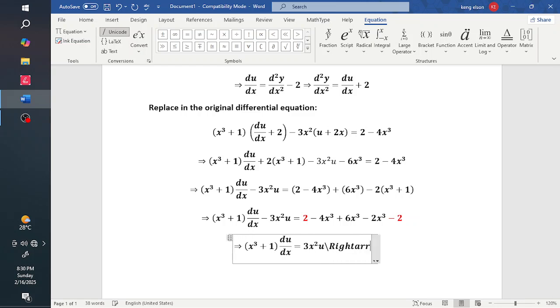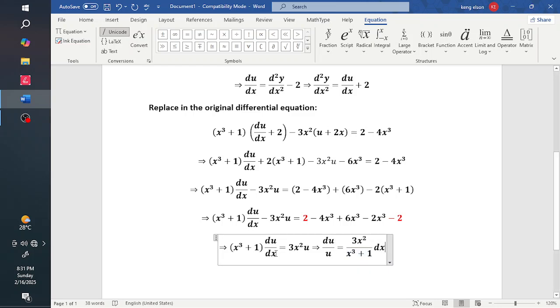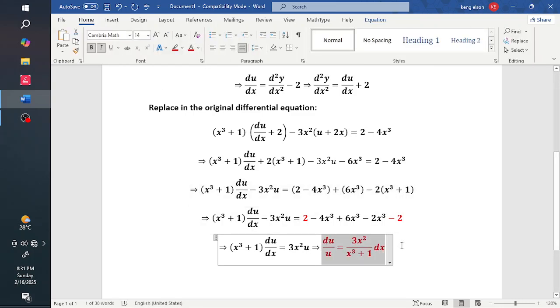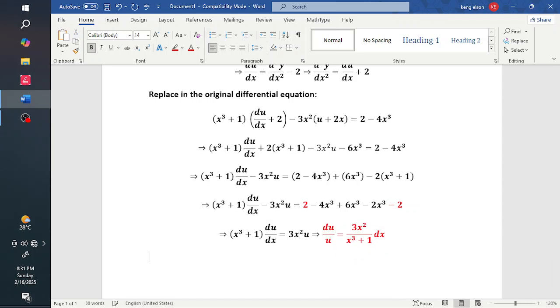So if we separate variables, you are going to have du over u equal to 3x squared divided by x cubed plus 1 dx. You see, this dx moves to the right hand side. Then we divide both sides by x cubed plus 1 and also divide both sides by u. We are going to have this at the end of the day. Now since I have separated variables, I can easily integrate. Alright, so let us integrate.